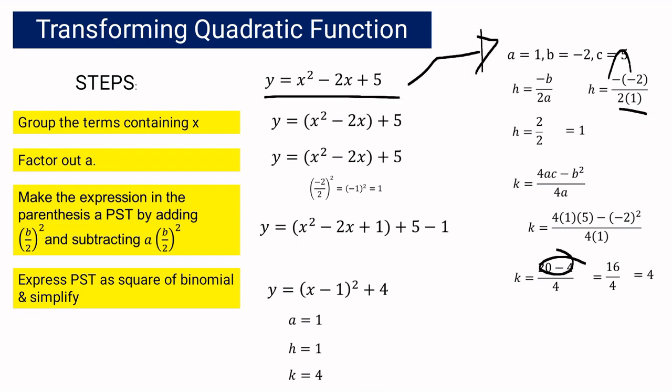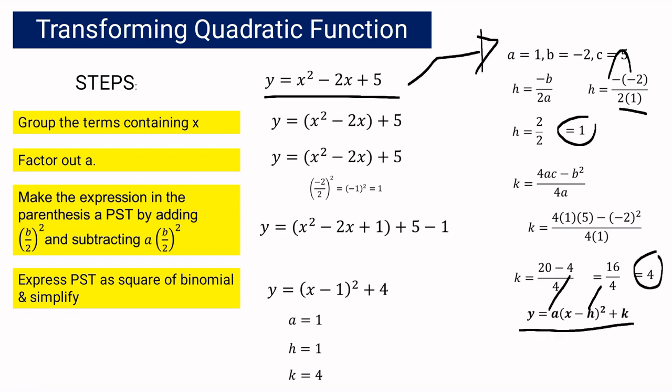And then if we divide, the value of k is 4, just like the value of k here. So meaning it is correct. The question is, what are you going to do after getting the value of h and k? Remember, we are trying to write it in the form of y equals a times the quantity x minus h squared plus k. So after getting the value of h and k, you are just going to substitute the value of a, h, and k in our equation.